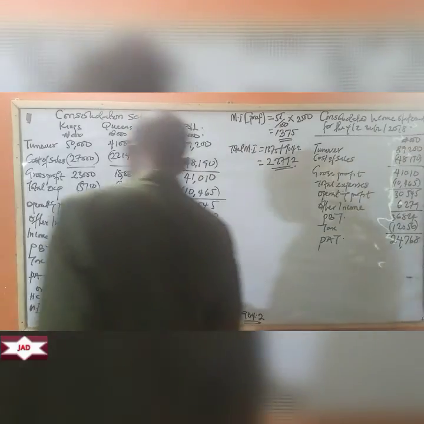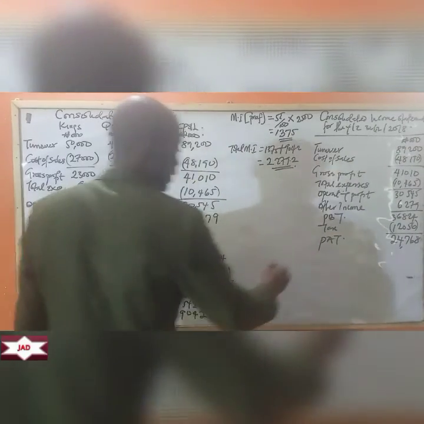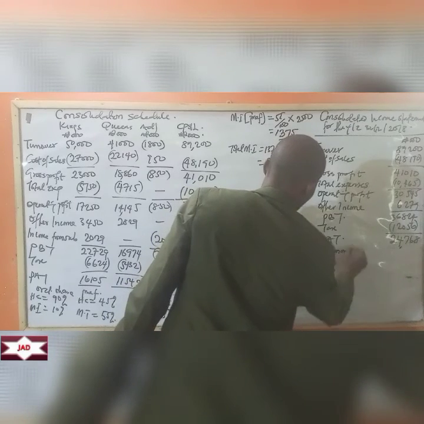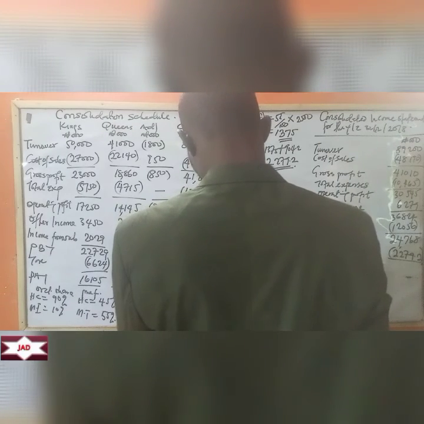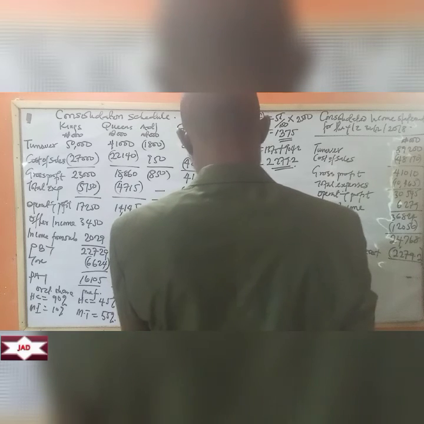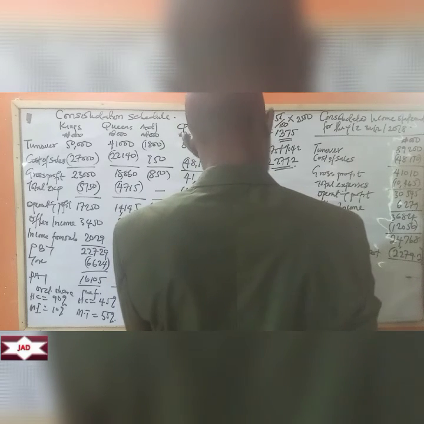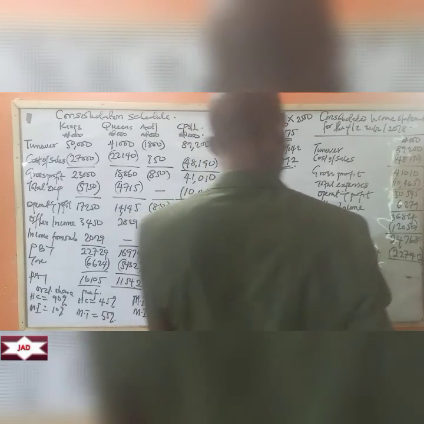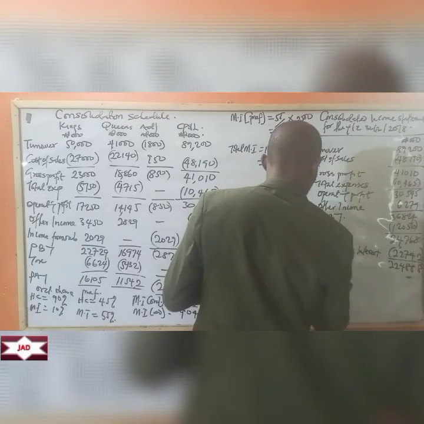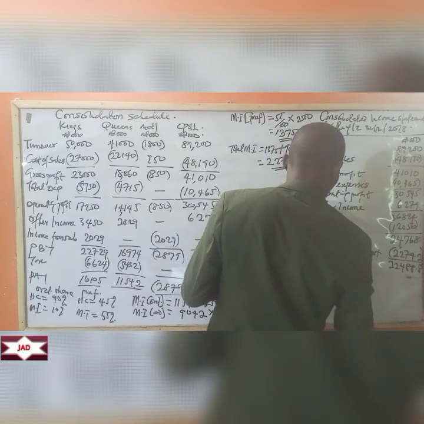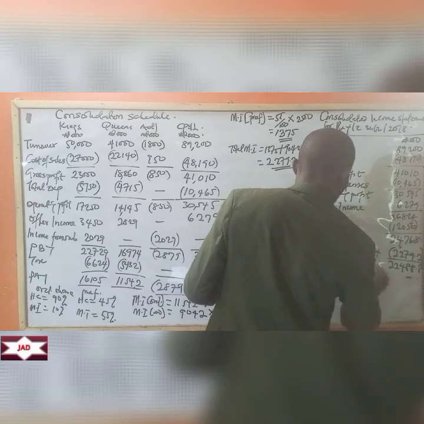So what do we do? At this level, what do you do now? You less minority interest. So what do you have? 2279.2. Okay, so less this. So what do we have? 24768 minus 2279.2. We have 22488.8. So this is profit attributable to the group, right?